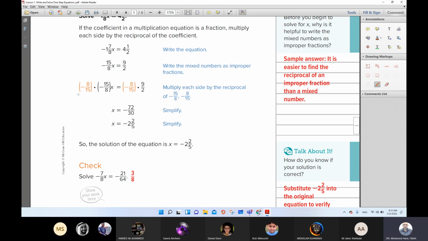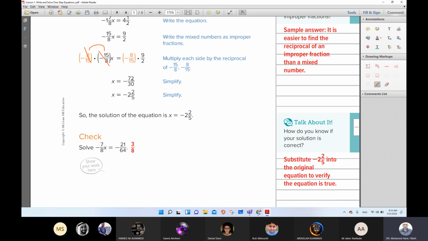So multiply the two sides by -8/15 here and -8/15 here. When you multiply the number by the coefficient, you will get 1. It means here x. And here, negative times positive, negative. 8 times 9, 72, and 15 times 2 will be 30.